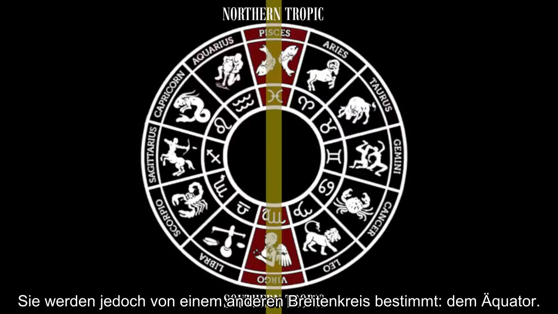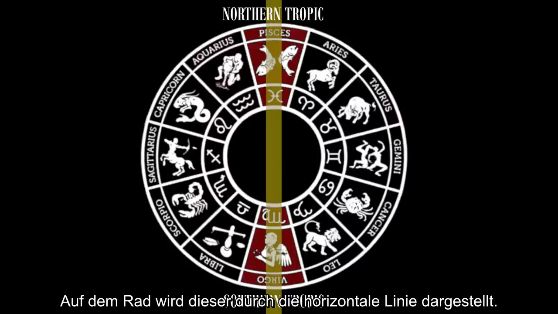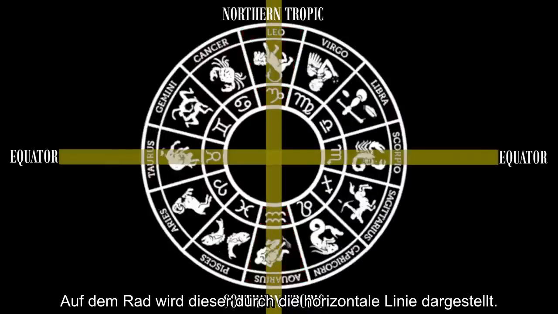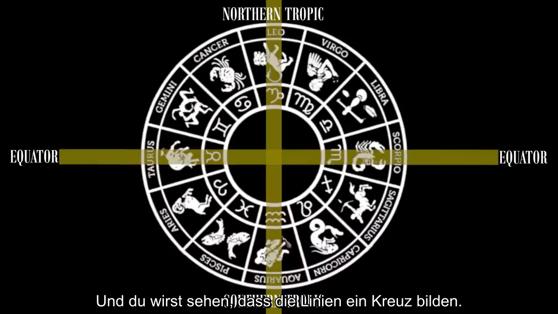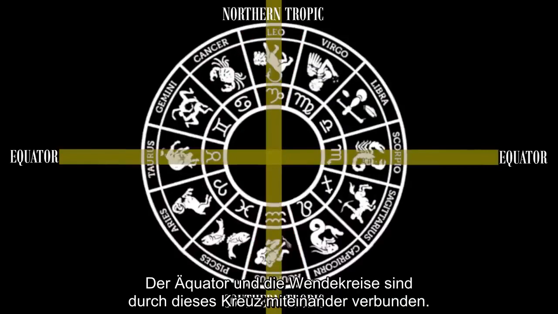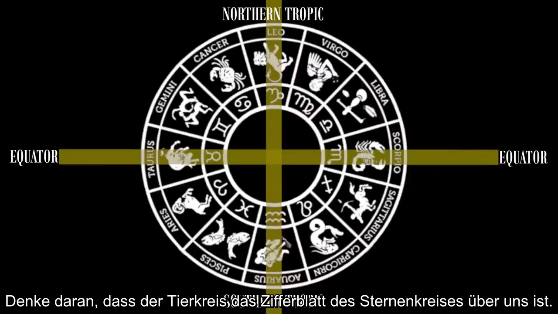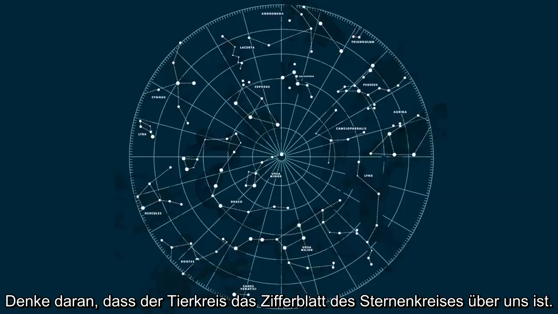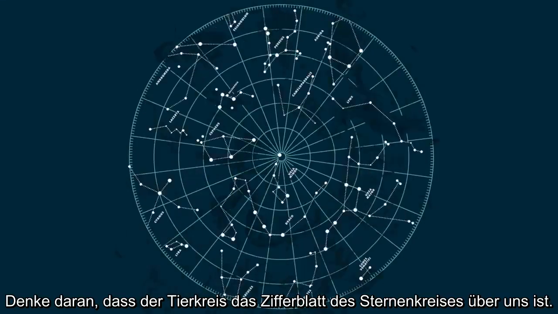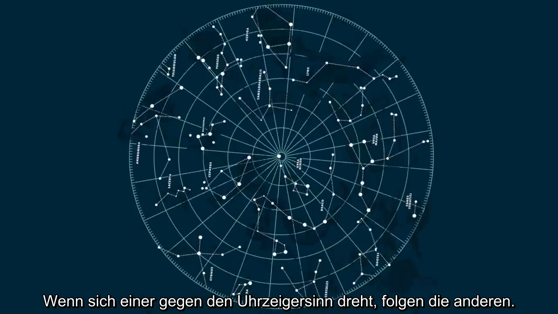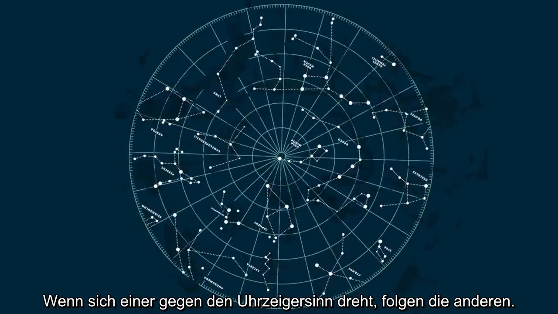another circle of latitude, the equator. On the wheel, this is represented by the horizontal line, and you'll see that the lines form a cross. The equator and the tropic circles are bound in unison by this cross. Remember, the zodiac is the clock face of the circle of stars above us. When one turns anti-clockwise, the rest follow.